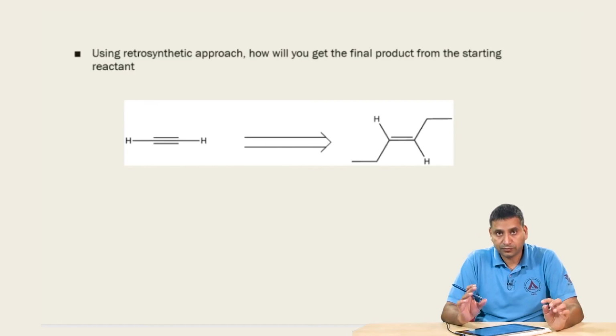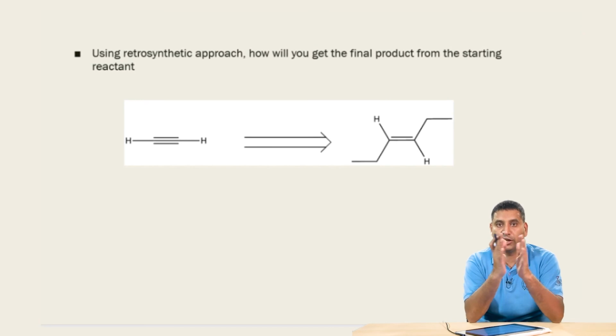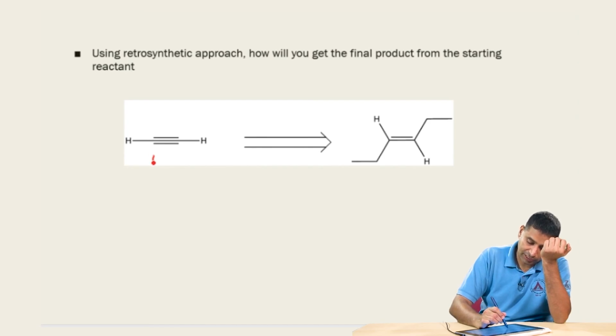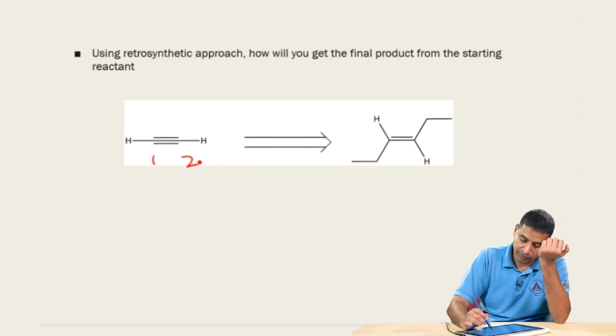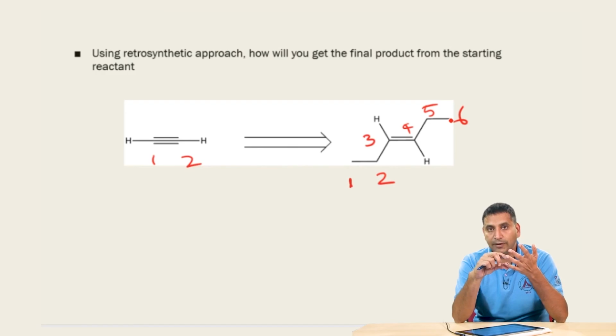In the last question, the question is: using a retrosynthetic approach, how will you get the final product from the starting reactant? We have already looked at retrosynthesis in the lectures. Retrosynthesis is nothing but trying to construct a molecule through a systematic way from the product. So, if I have to look at this molecule, I will first number the carbons. In my starting material I have 1, 2 carbons, here I have 1, 2, 3, 4, 5, 6. So, what I have done is I have added 4 more carbons to this molecule.